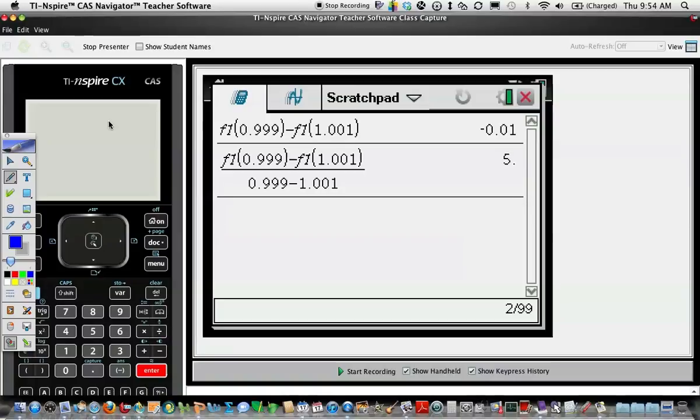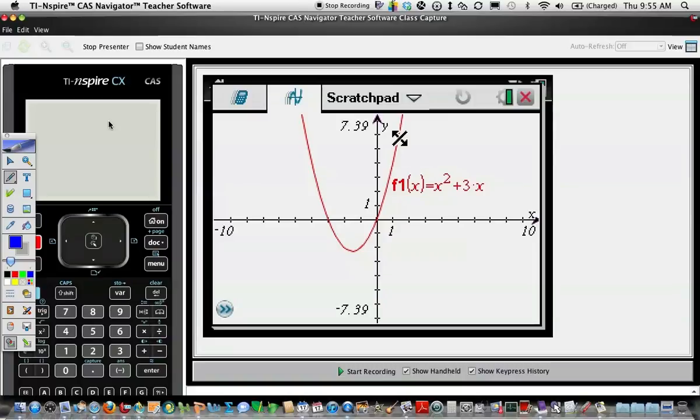Go back to your graph screen, just hit the scratch pad button, and if we think about it, at 1, having a slope of 5 seems pretty reasonable. Okay? What else could we have done? Before we get to the instant rate of change, what's another way we just estimated the slope? Sketch a tangent line, right? So we have the graph, we just sketch a tangent line and do a little slope triangle, right?